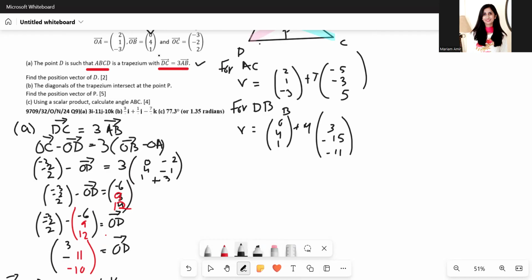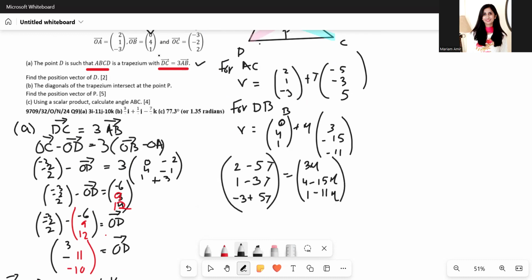Okay, to solve them simultaneously, we write them together. So 2 minus 5 lambda, 1 minus 3 lambda, minus 3 plus 5 lambda equals, I'm equating the r's equal to 3 mu, 4 minus 15 mu, and 1 minus 11 mu. Now use the first equation and the second equation to simultaneously solve and get the value of lambda and mu. Let's see.